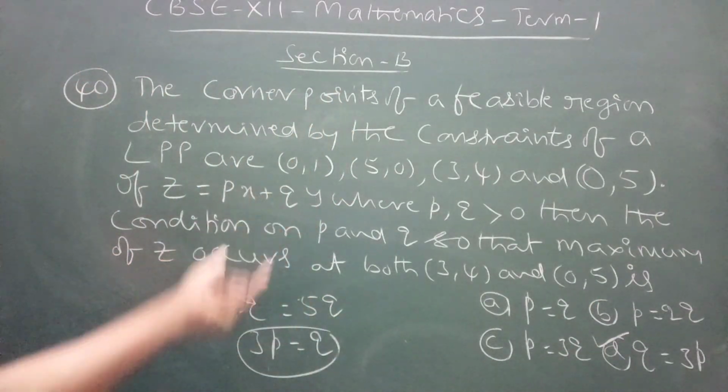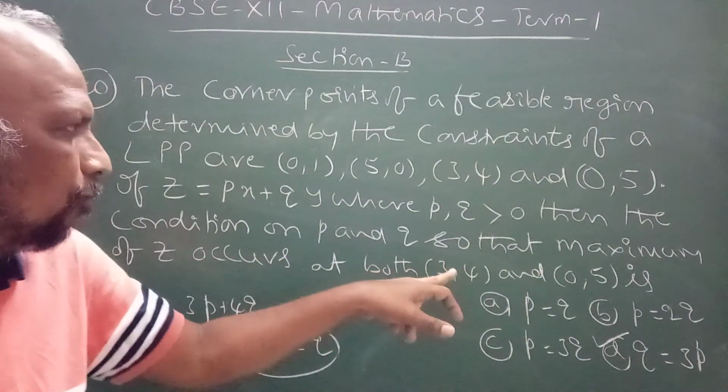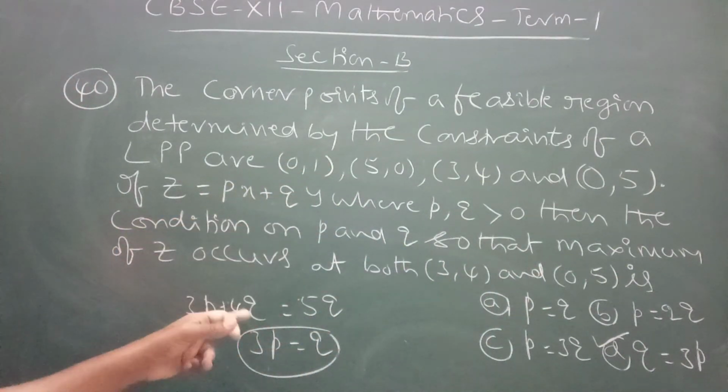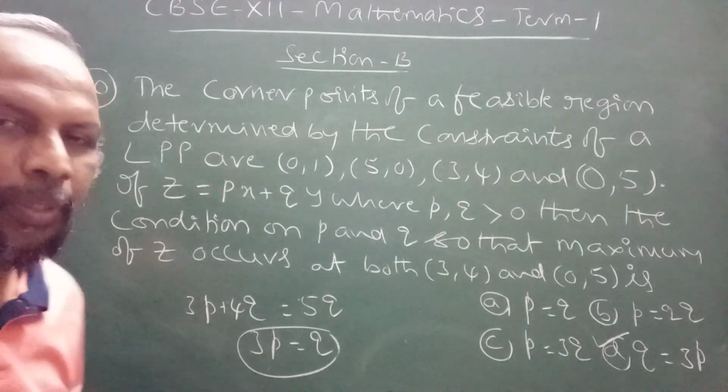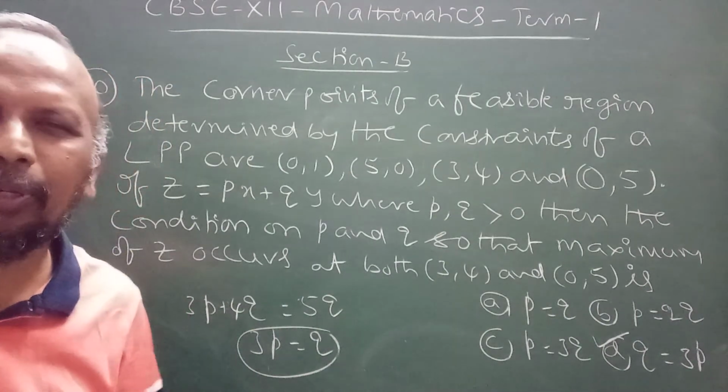When you are substituting, be careful. 3, 4 is 1 point, so 3p plus 4q is equal to 5q, and 3p is equal to q. That will be your answer.